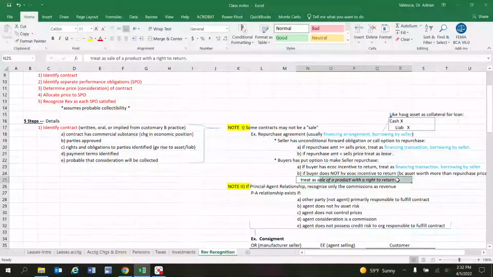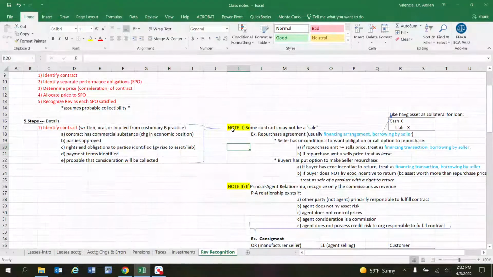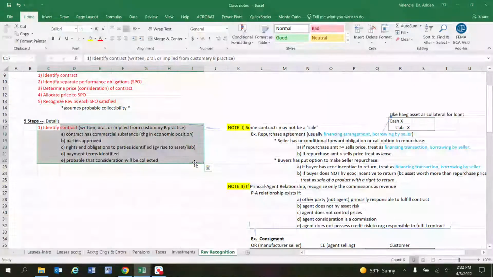And we'll talk about this a little later, if you have a sale of a product with right to return, then you must be able to estimate the probability of return in order to recognize revenue at the point of sale. So this would be the scenario where it might be a sale, but with a right of return. But the big picture here is that just because you have a contract doesn't necessarily mean that it's a sale, okay?